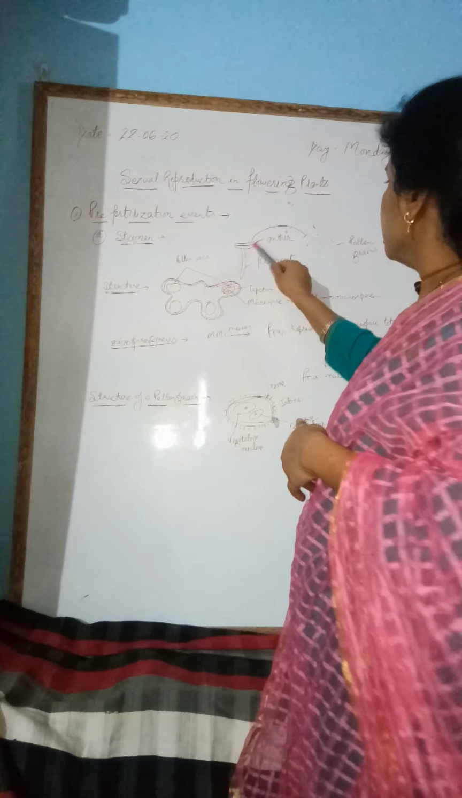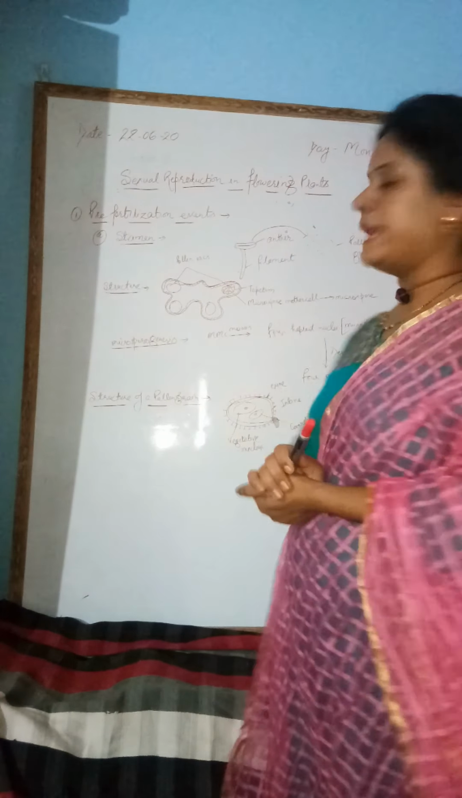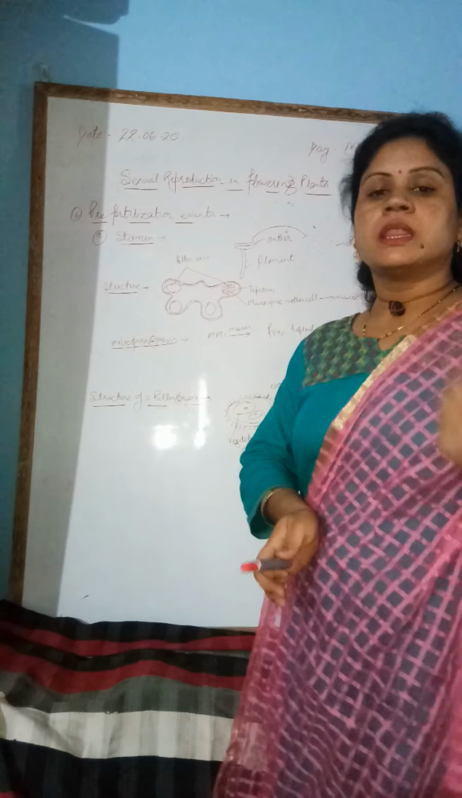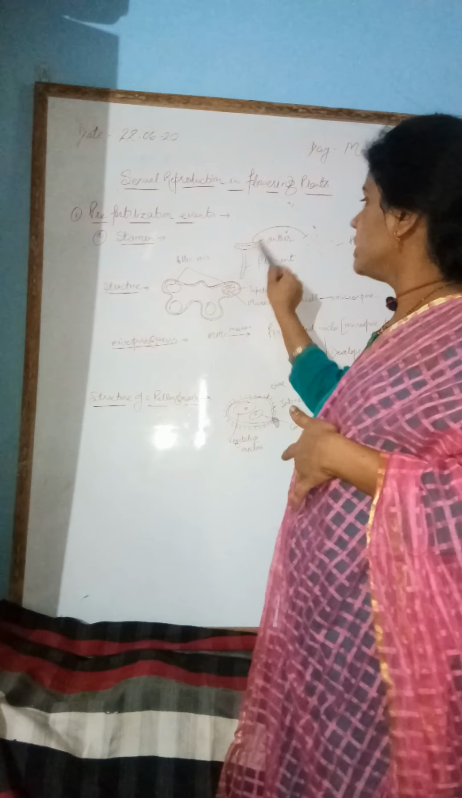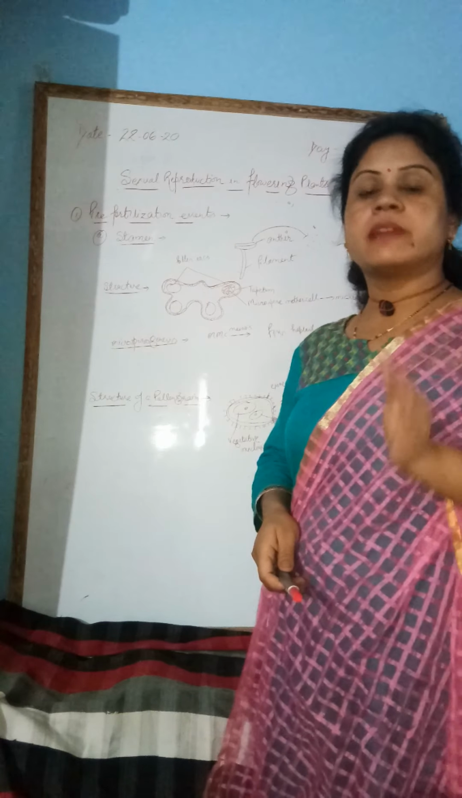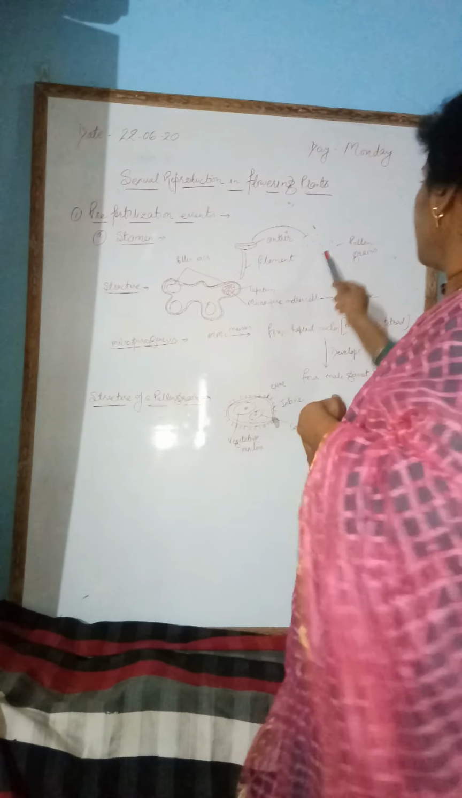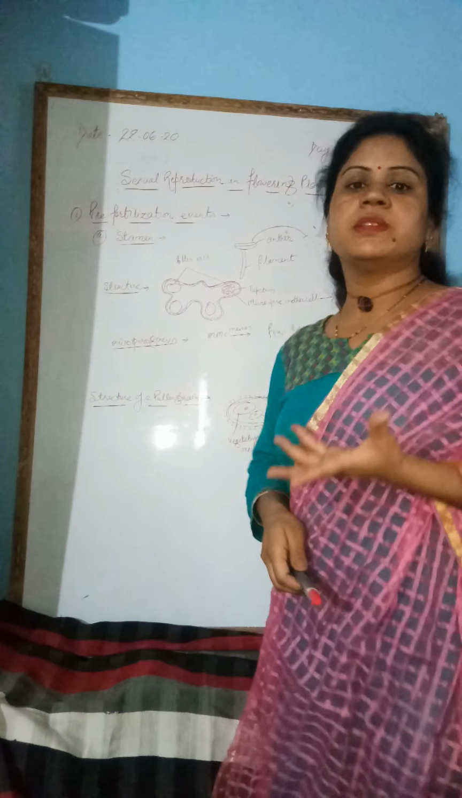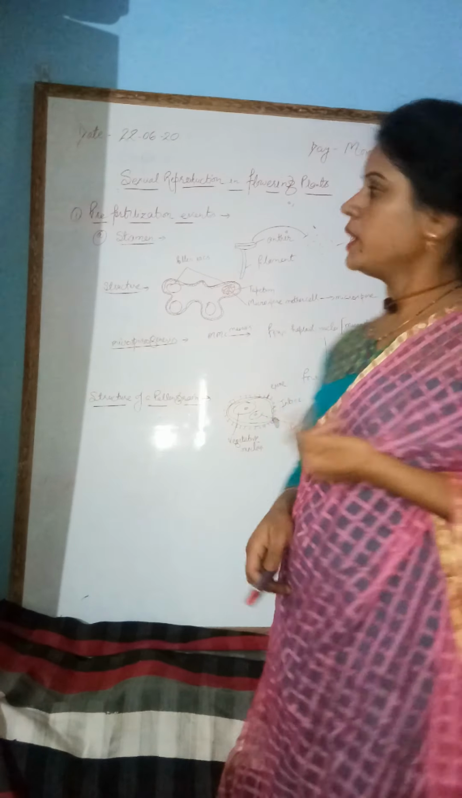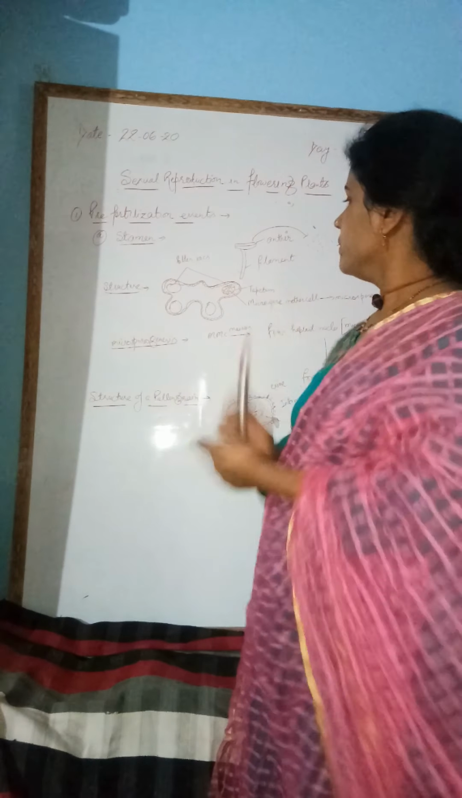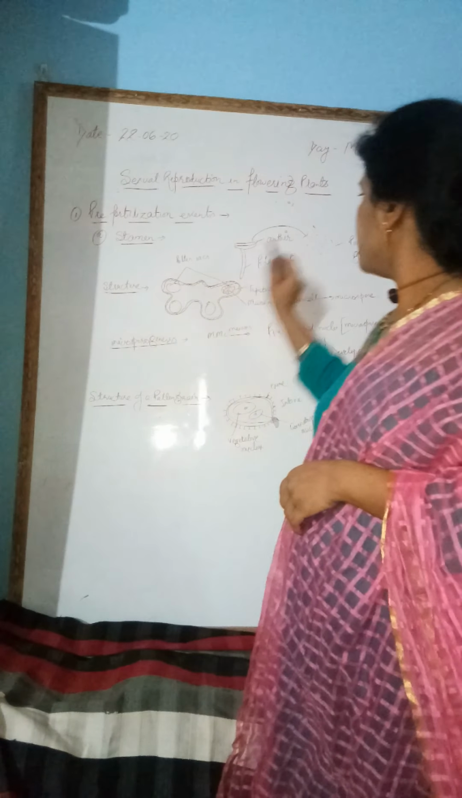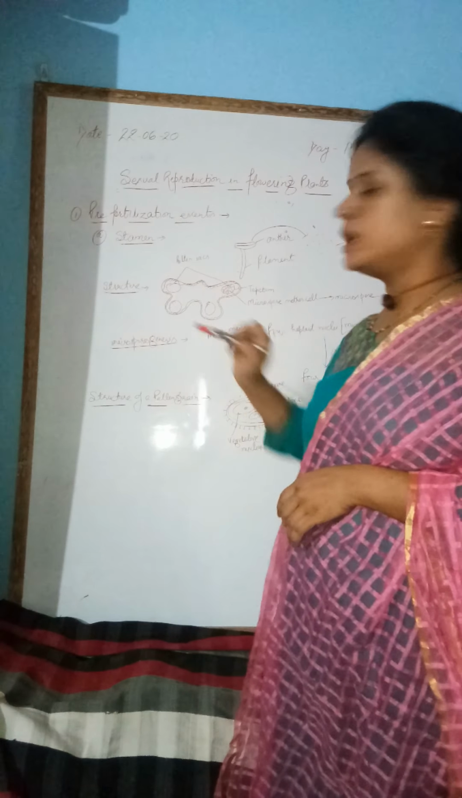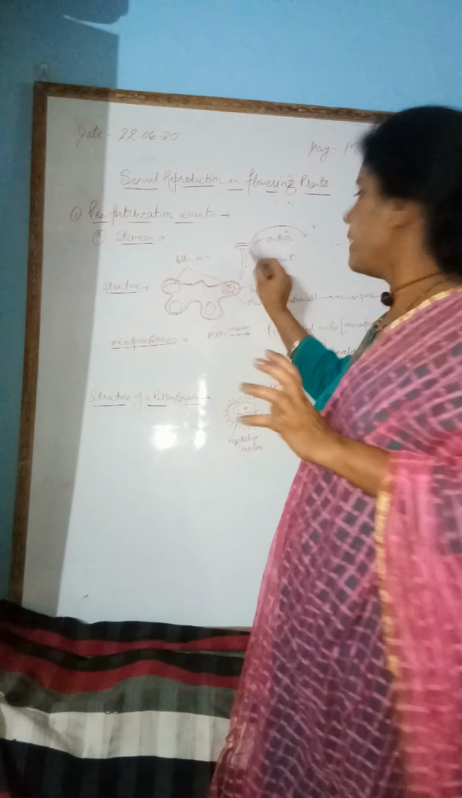When the anther matures, the pollen grains also mature, the anther bursts, and the pollen grains come out of the anther and spread through the process of pollination. Now we will study the structure of the anther.